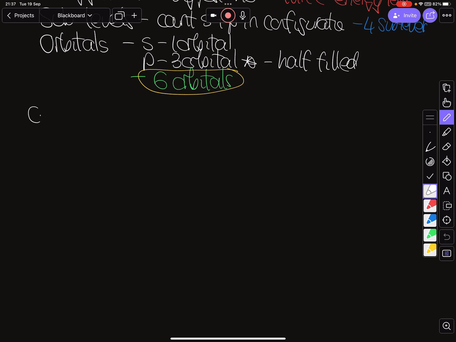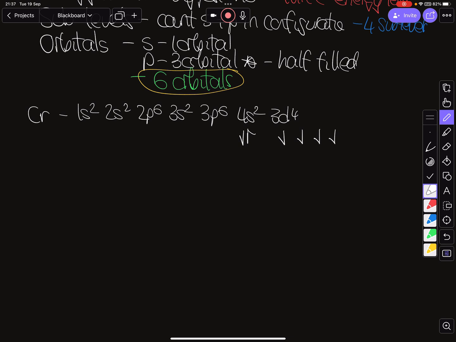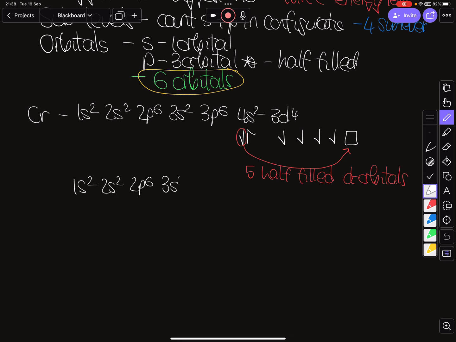Starting with chromium, expected would be 1s2, 2s2, 2p6, 3s2, 3p6, 4s2, 3d4. But in this scenario, it's more energetically favorable. If we look at our 4s2 written like this, remember these fill singly, and we have an unfilled one here. It is more energetically favorable for one of the electrons from our s to come and fill this box. Now I have 5 half-filled d orbitals, and that is energetically more stable. So this is what will happen. Our electron configuration now becomes 1s2, 2s2, 2p6, 3s2, 3p6, 4s1, 3d5.